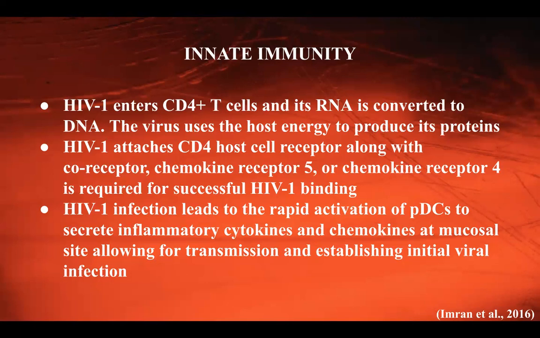HIV-1 infection leads to the rapid activation of plasmacytoid dendritic cells to secrete inflammatory cytokines and chemokines at mucosal sites, which allows for the transmission and establishing its initial viral infection. The infection with HIV-1 causes functional impairment of natural killer T cells by a dramatic increase in inhibitory receptors and loss of activating receptors that leads to defective crosstalk with dendritic cells.